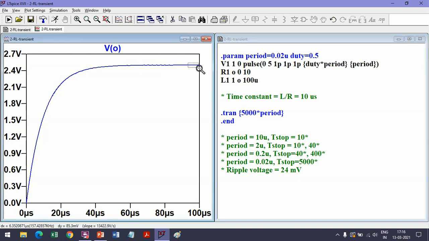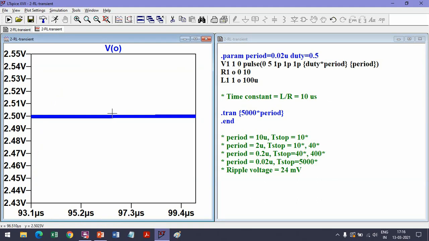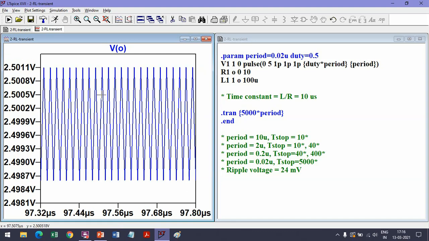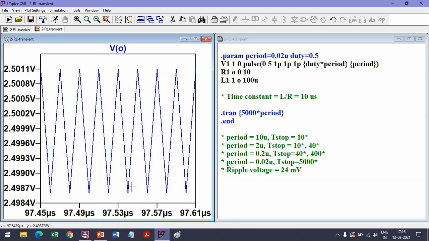So let us see. If we expand this, you can see that this is not a DC. It has a variation, only the variation is very small, right? So look at the variation. This is 2.5011 and 2.4987. Practically 2.5 volt DC with a slight variation, which is called a ripple. You've come across ripple before in diode circuits also, but that was a different ripple. That was due to rectifiers.